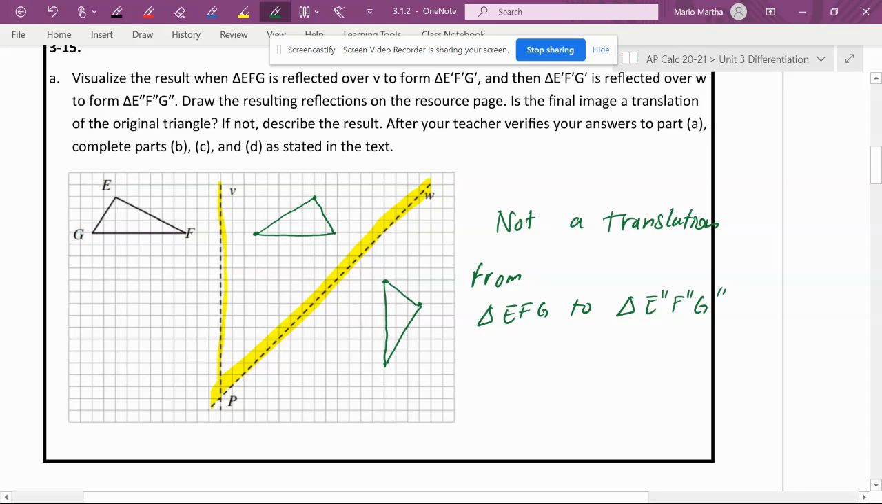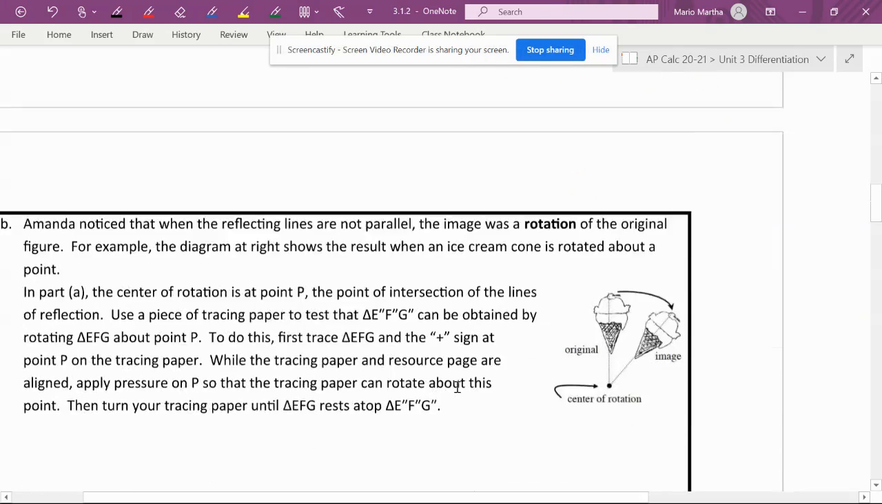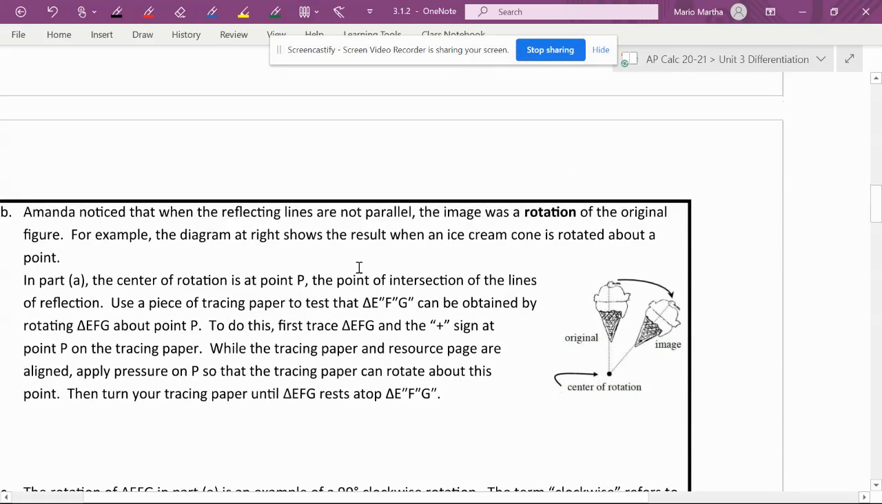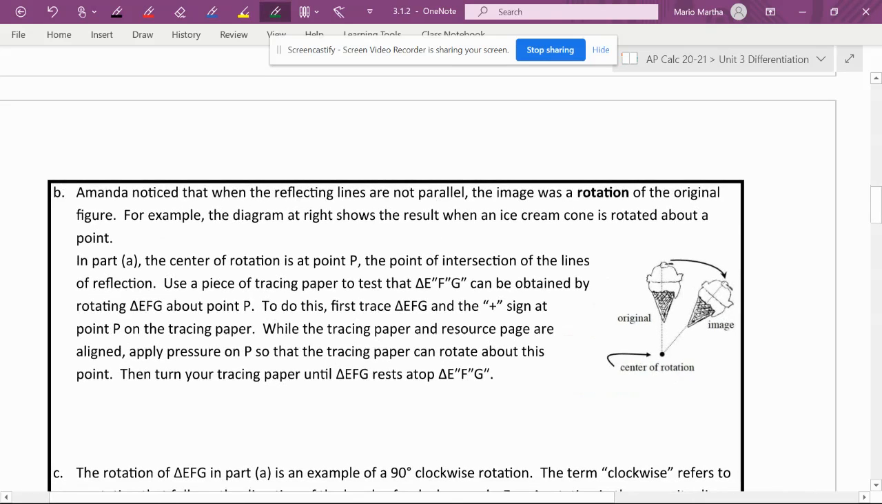There we go. Think I got it right? Yep. So it's E, F, and G prime. And then over here, this is G double prime, E double prime, and F double prime. There we go. Okay, so Amanda noticed that when reflected lines are not parallel, the image was a rotation of the original figure. So this is a rotation, right?